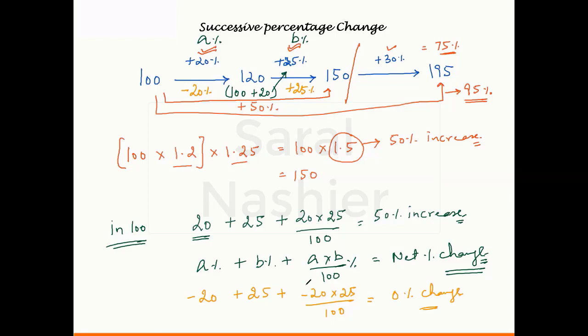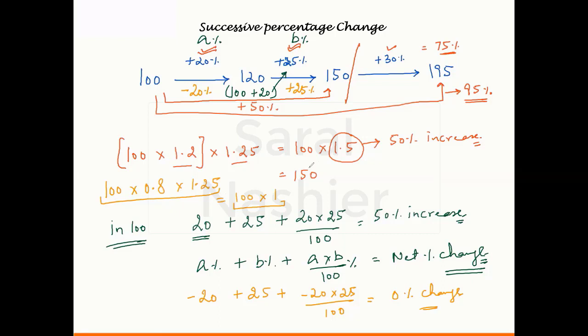So you will see if a value is first decreased by 20%, even by this formula I can say 100. If decreased by 20%, it will become 0.8 times. Increased by 25% will become 1.25 times. So ultimately I see it has become 100 into 0.8 into 1.25, that is actually equal to 1, which shows that the value remains same. There is no change in the final value.